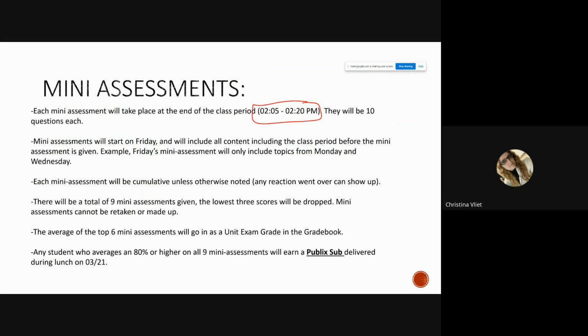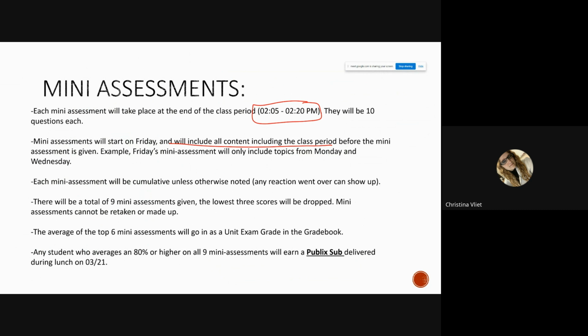They're going to include all content up until the class period before the assessment is given. So that means that for Fridays, it's going to test what I teach you on Monday and Wednesday, but won't include Friday because that's not fair. You'll have time to study for Monday and Wednesday. And so each mini assessment will be cumulative unless otherwise noted, meaning that as we go through, it'll get harder because you've got to know all the reactions up to and including wherever we get to. So that means try to do as well as you can on the first few, right?